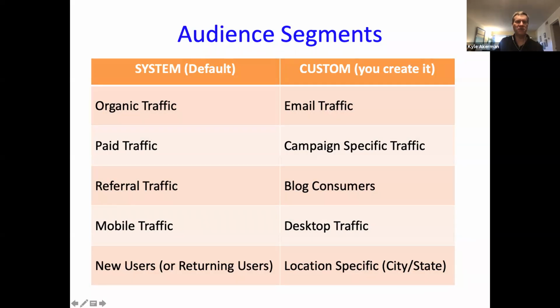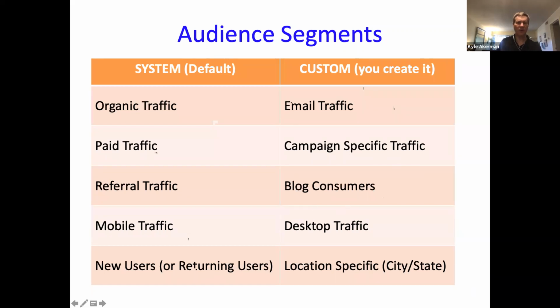There's a couple ways you can do that. So this column here on the left, Google calls them system segments. They're just the default ones. So these are pre-made. They're already in the tool, things like organic traffic, which we used earlier. You can look just at paid traffic. Maybe you just want to look at mobile. And then this column, these are ones that you might want to create. So these are custom and you have to build these and add them to your report. So if you want to just look at email traffic, maybe you just are interested in desktop.